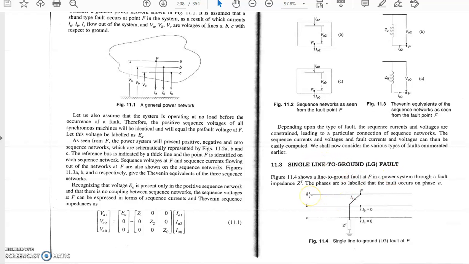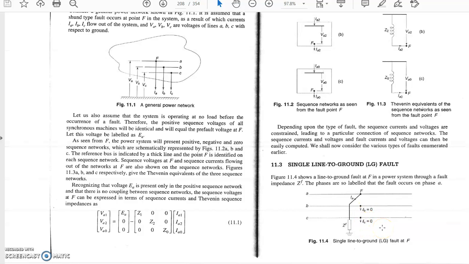Then we have considered that there are three lines: phase A, phase B, phase C, and the fault occurs at fault point F in phase A, which is grounded through the fault impedance ZF. The current outside the fault point F is IA, and as there is no fault in B and C, IB equals 0 and IC equals 0.